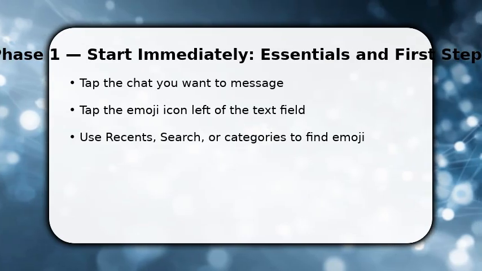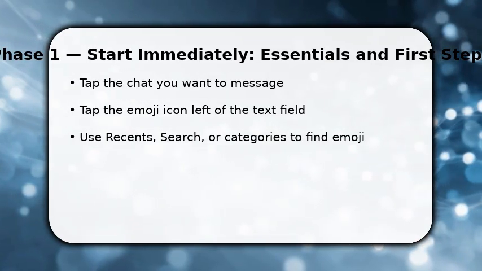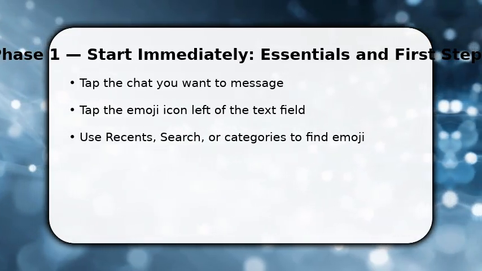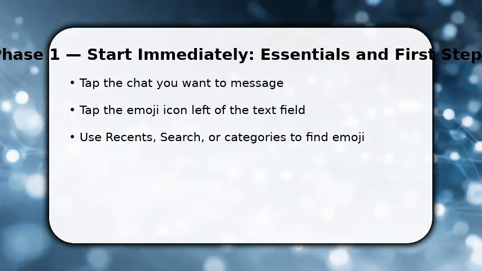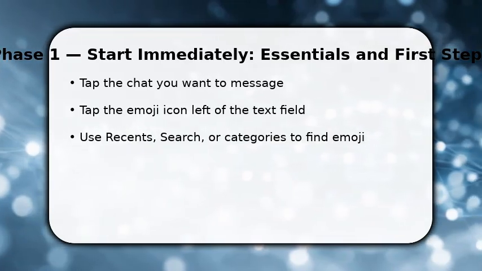Enjoy the video. You start by opening the chat where you want to send emoji, then tap the emoji icon next to the text field. This opens the emoji panel so you can act now. Once open, use the recents row for what you use most, or tap the magnifying glass to search by keyword. This is faster than scrolling.